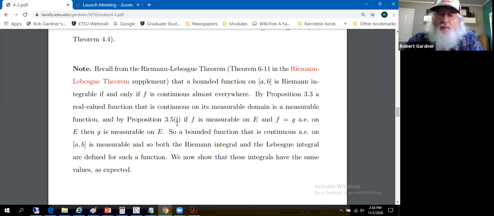Proposition 3.5 part 1 says if f is measurable on a set and f equals g almost everywhere on that set, then g is measurable. So I can take continuous implies measurable and continuous almost everywhere, so I'm doing an almost everywhere thing, to conclude that functions which are continuous almost everywhere, those must be measurable as well.